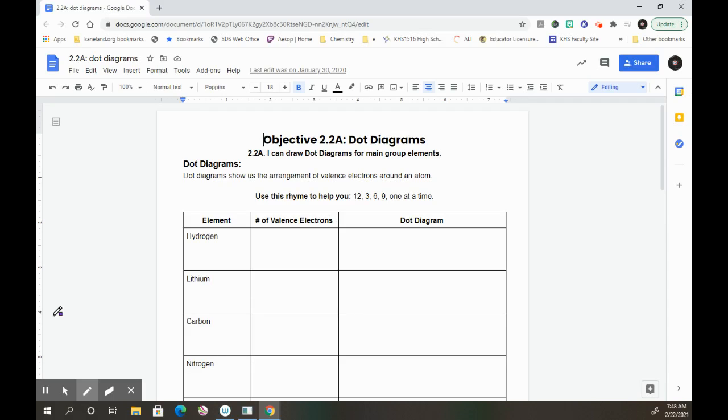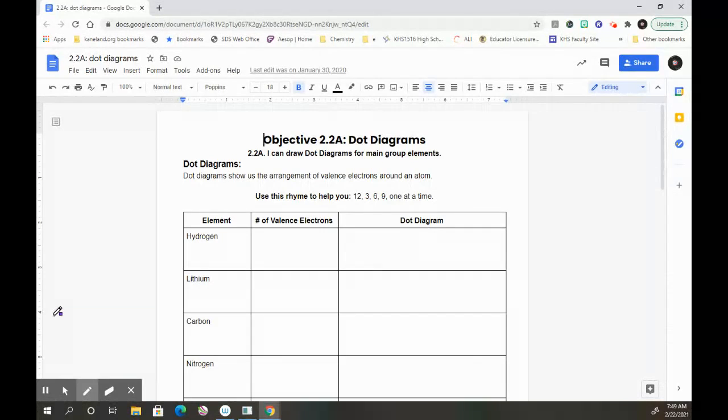Hello, this is Mrs. Decker, and in this video I'm going to go over Objective 2.2a on drawing dot diagrams for the main group elements. So let's start by understanding what a dot diagram is. A dot diagram shows us the arrangement of the valence electrons around an atom.